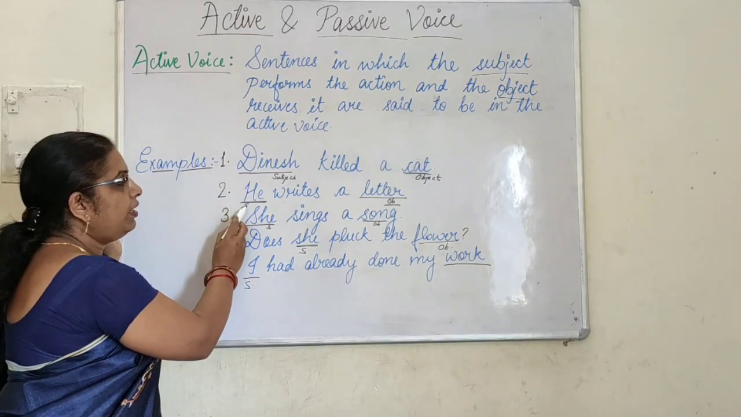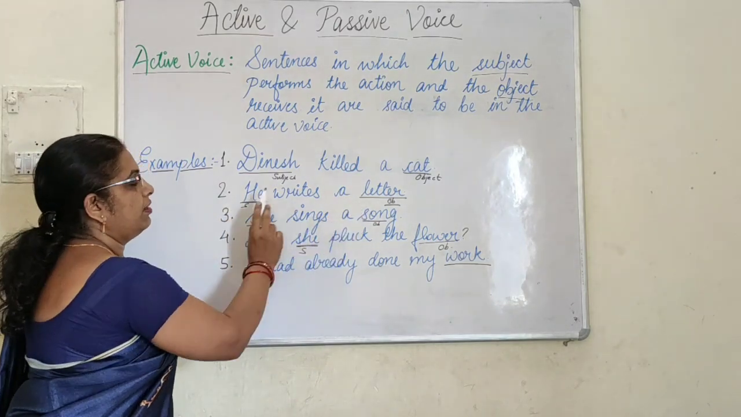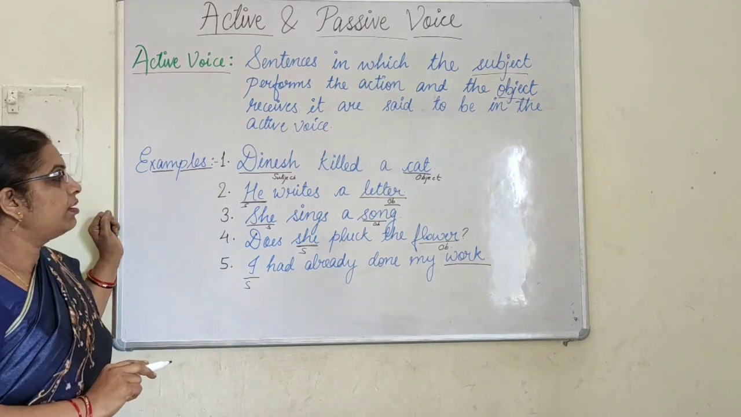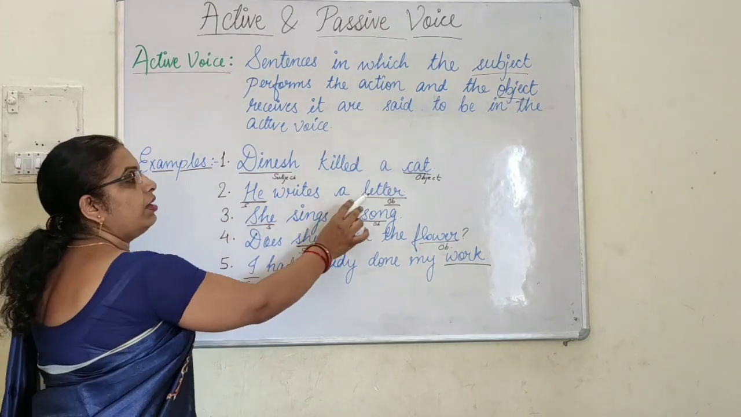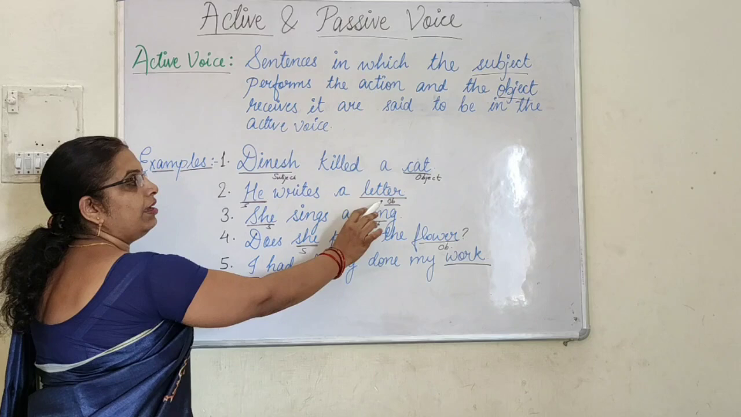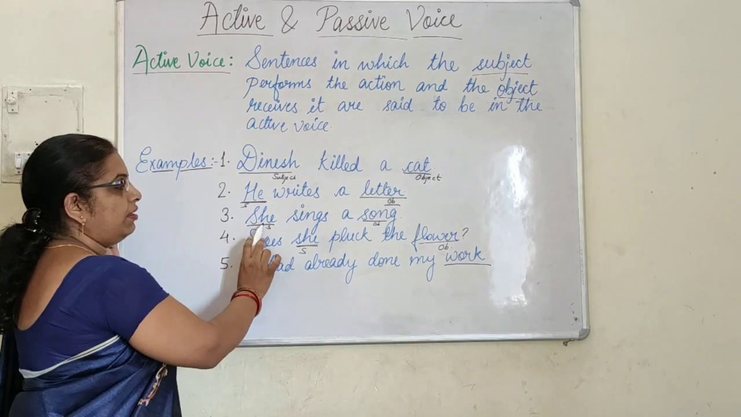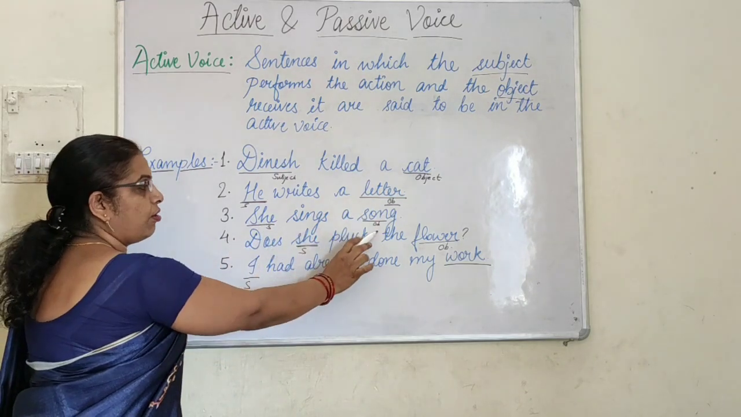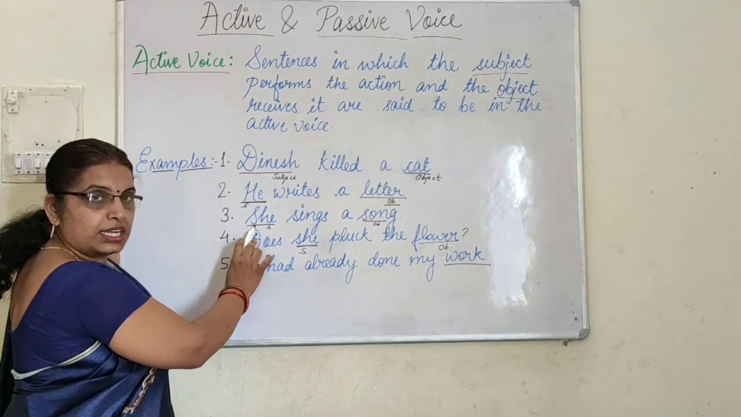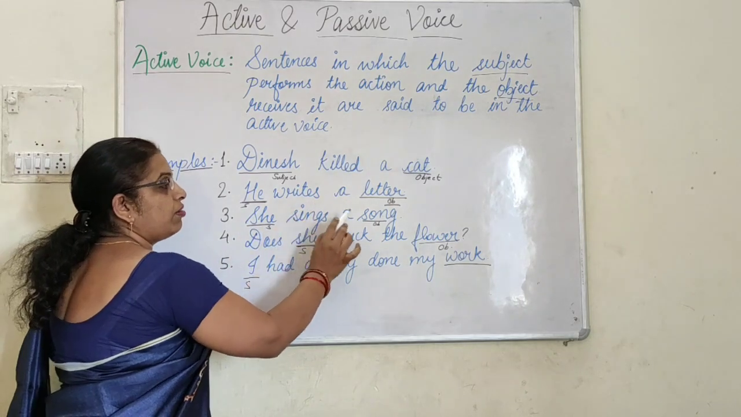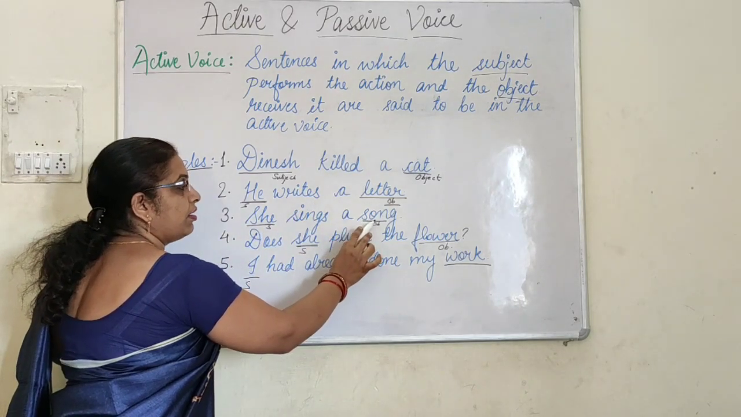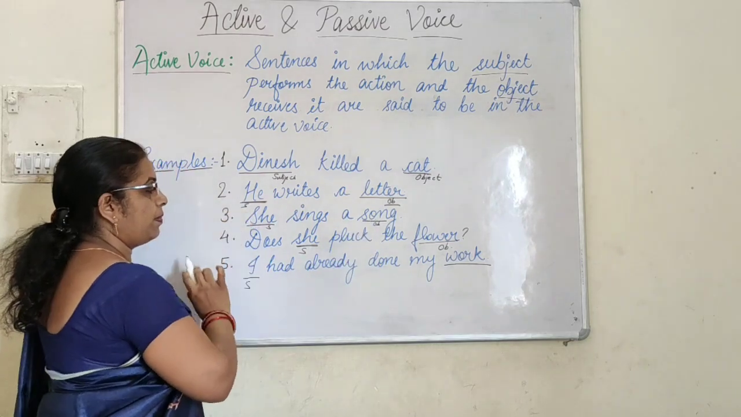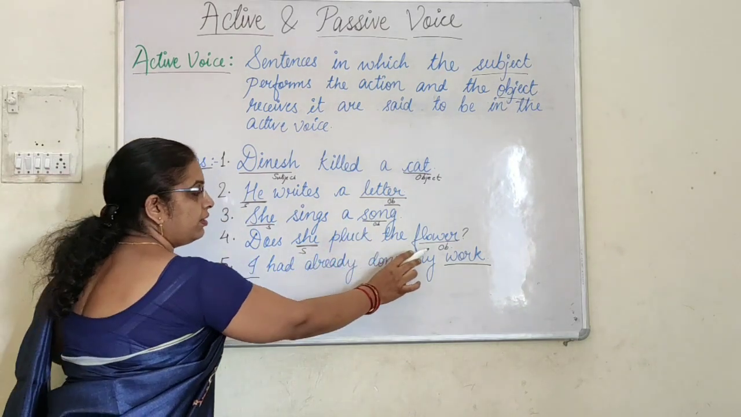Next example, he writes a letter. He is the subject, work is done on the letter. He writes a letter, this is the object. She sings a song. What is the subject here? She. And what is the object? What is sung? It is the song.